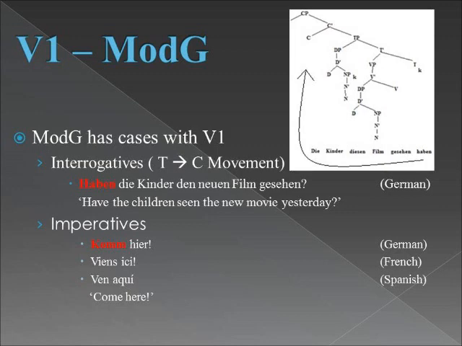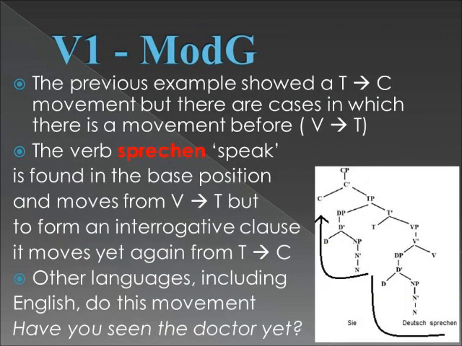Other examples of where verbs can occur as the first element is in imperatives. So you can have komm hier, and this is also the same in other languages. Viens ici for French, ven aquí for Spanish, which translates to come here.